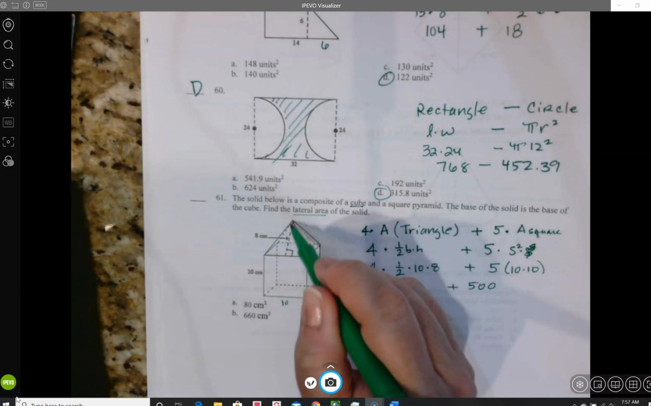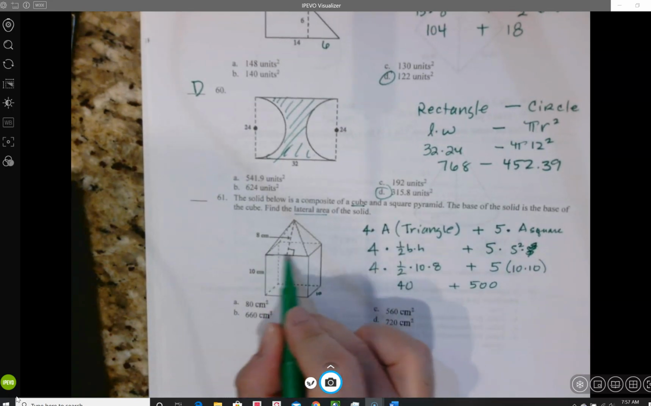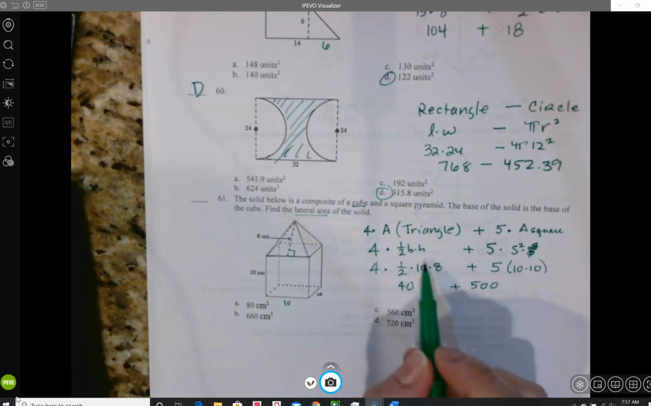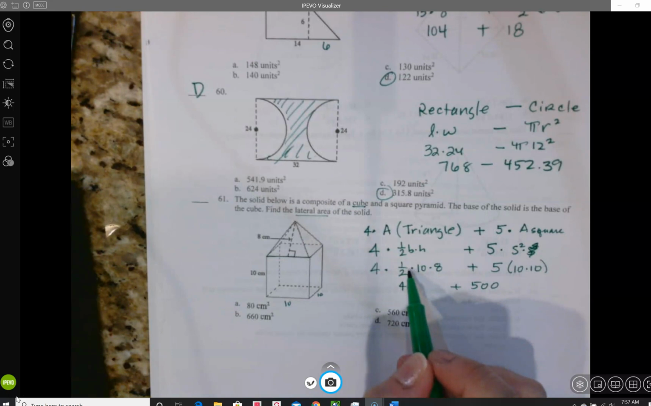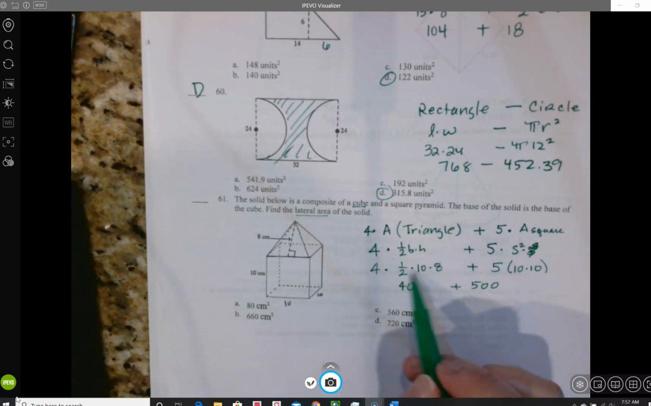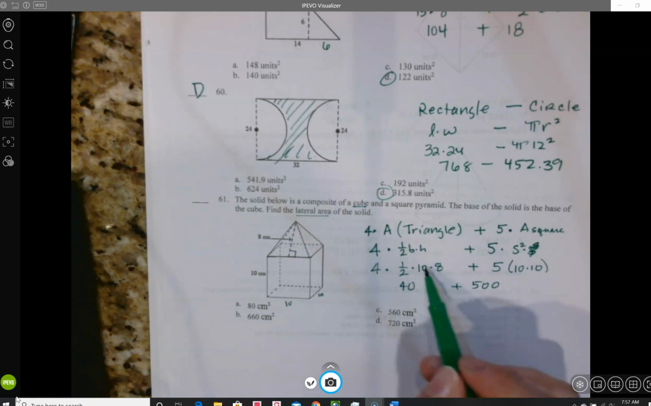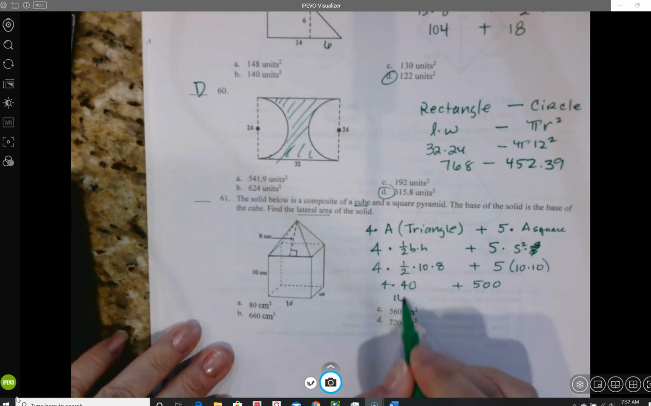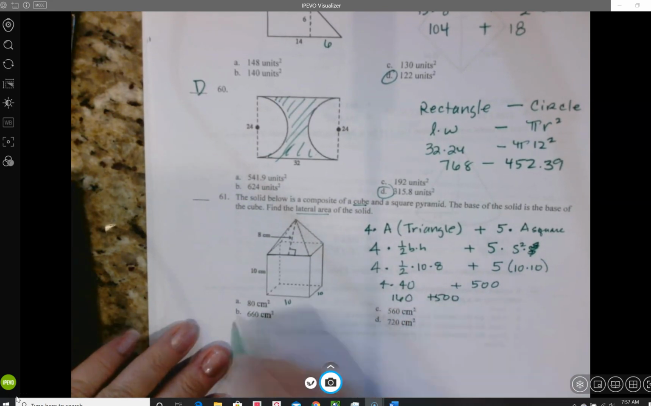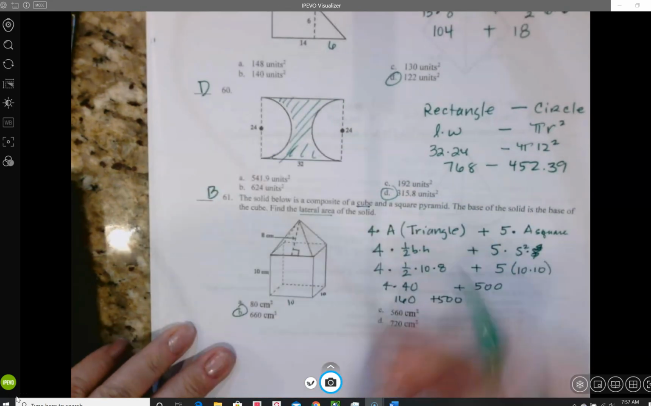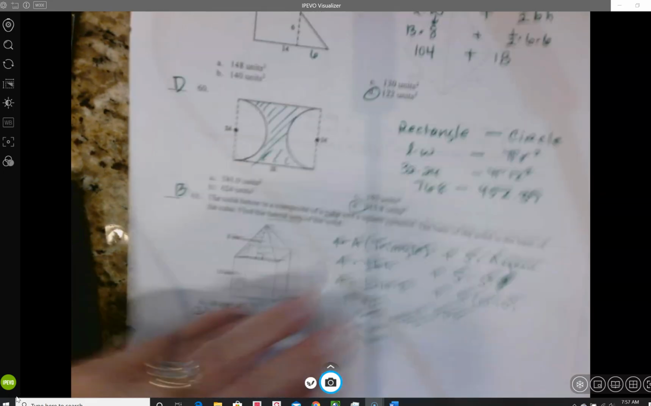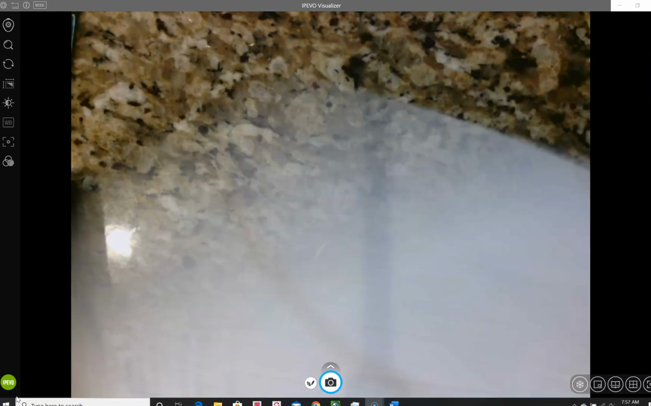Let's see, so my triangle, the base is 10, the height is 8. So half times 10 times 8, oh, here we go. Okay, half of 80 is 40, 40 times 4. I forgot to multiply by 4. So I need to add 160 plus 500, and that gives me 660. This is a reason why I love multiple choice tests, because if I make a little goof, my answer won't be there, and I can go back and fix it. All right, so that is lateral area.